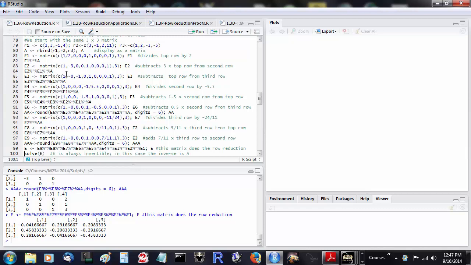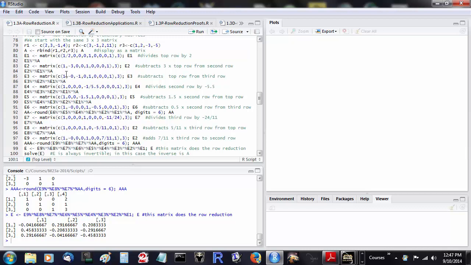Well, by multiplying together the 9 elementary matrices that I used, I get a single matrix, let's call it E, that does the row reduction. And the important thing about this matrix E is that since each of the individual matrices that does the row reduction is an invertible matrix, the product of any number of them is an invertible matrix. So I now know that I can always accomplish row reduction by multiplying on the left by some invertible matrix.